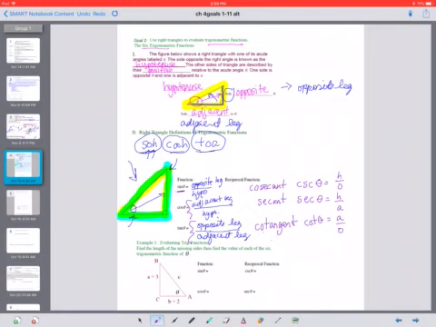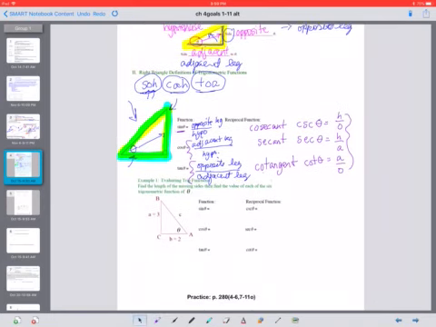Now, it's not really necessary to memorize the ratios for cosecant, secant, and cotangent as long as you recall that these are reciprocals of sine, cosine, and tangent. Let's try example 1.